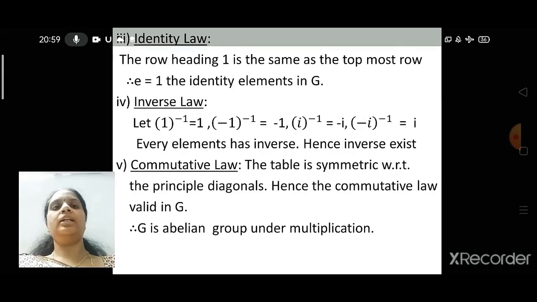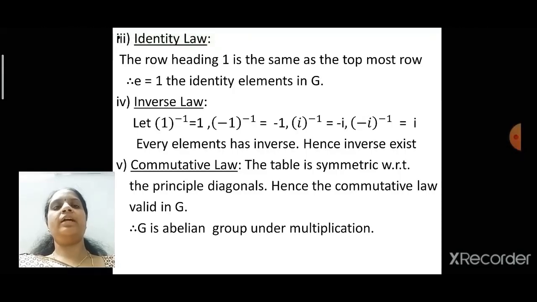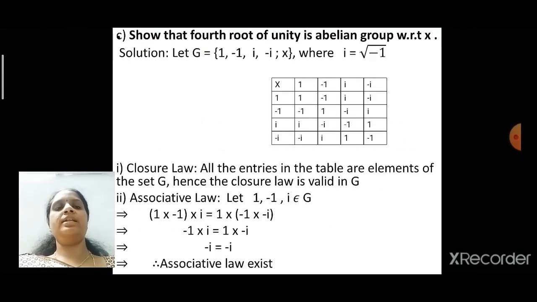The identity law. To verify the identity law, as we have already seen, in the first row we have the elements 1, minus 1, i and minus i. The same elements are repeated in the second row also. Therefore, the identity element is 1 here.